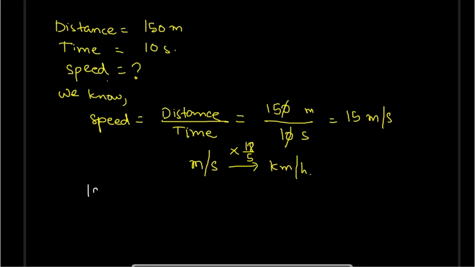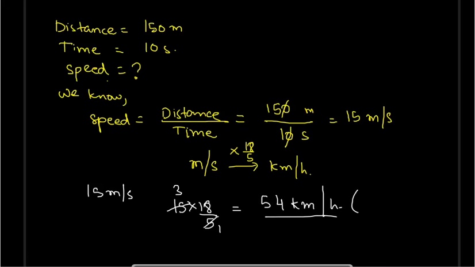We have 15 meter per second. You have to convert it to kilometer per hour. So you multiply it with 18 upon 5. So 15 into 18 upon 5. 5 ones are 5, 5 threes are 15, 3 into 18 is 54. So now you get the answer as 54 kilometer per hour. So this is your answer.